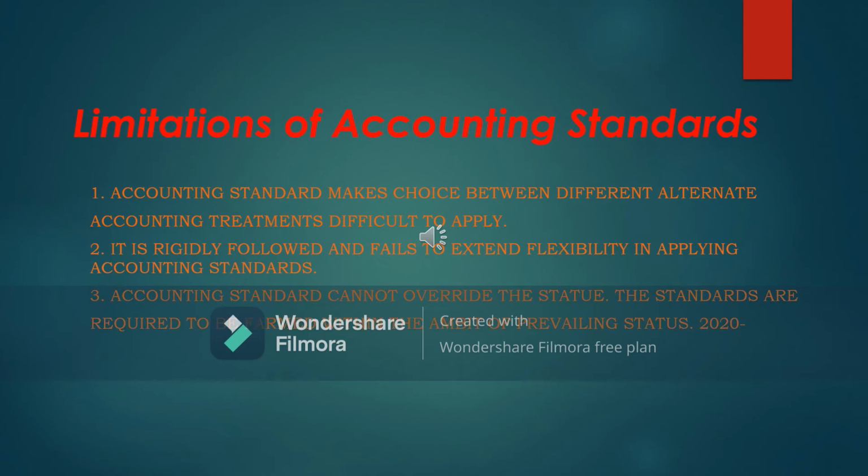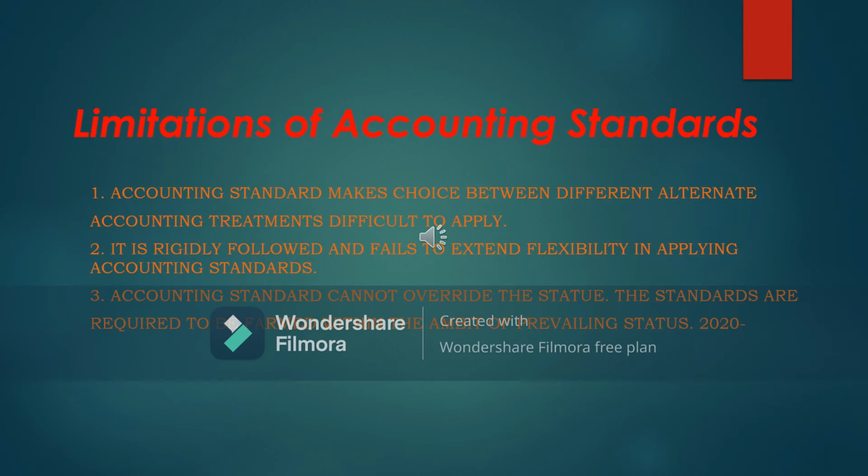Now, after the benefits, we will study about the limitations. What are the limitations if we are using the accounting standards? If we are following the accounting standards in our accounting system, what are the limitations? Accounting standards make choices between different alternate accounting treatments difficult to apply. Of course, because we'll have to use the accounting standards. So different treatments like single entry system or any other thing we cannot apply. We will have to follow the rules and guidelines described by the accounting standards.